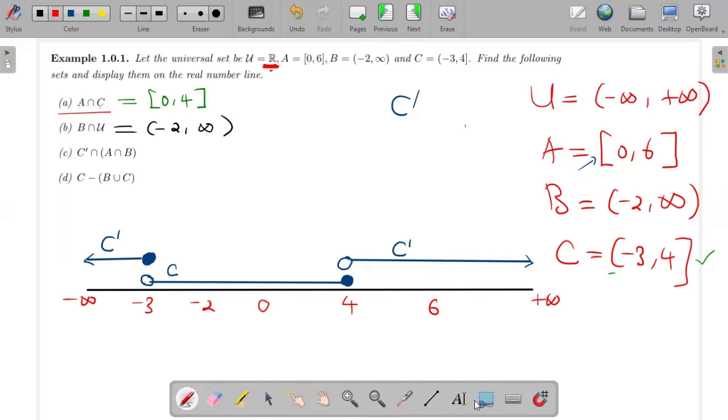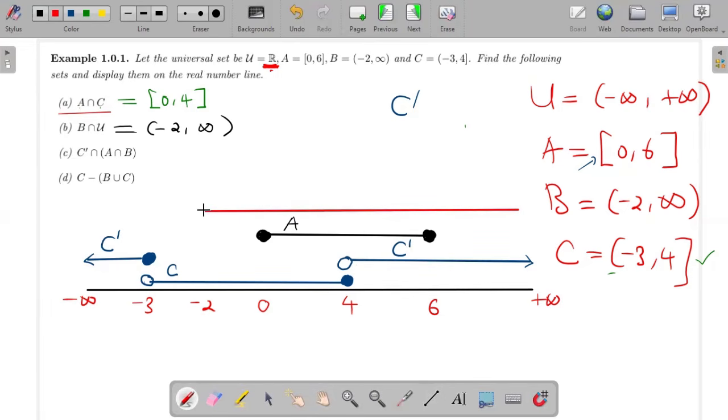Let's plot A. A is going to start from 0 to 6. I'll put it on top here, starting at 0 all the way to 6. You can see that there are square brackets, so we are shading both ends. This part that I've shaded in black is my set A. What are we remaining with? We're remaining with the set B. I'll write it on top again. It's from -2 to infinity, starting at -2 all the way to infinity.